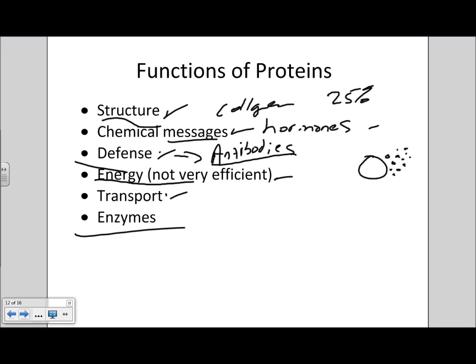Okay, we can use proteins for energy, but they're not very efficient. There's not a lot of energy within these. A big reason why is because, as you remember, you saw nitrogen on that protein. We have to expend energy just to get the nitrogen off of the protein and metabolize it so we can get rid of it, because if you accumulate nitrogen in your system, it's going to kill you. It's called nitrogen toxicity. So by the time we can actually utilize a protein for energy, it doesn't yield a lot. So proteins are not a good energy source.